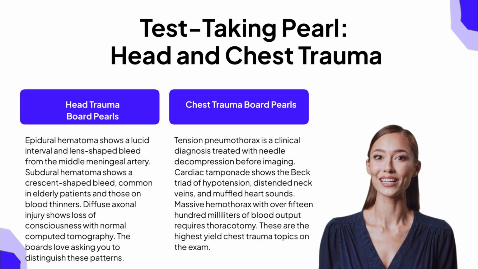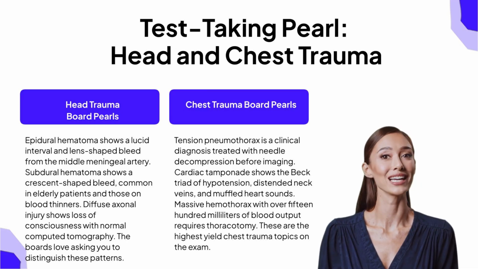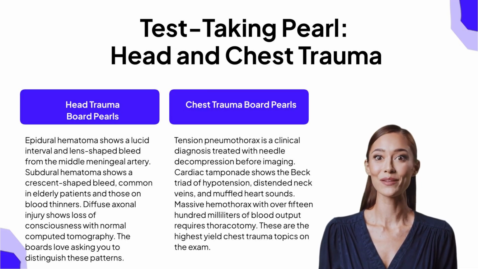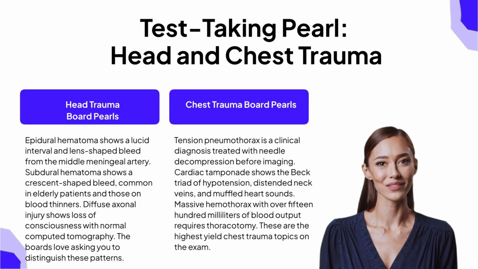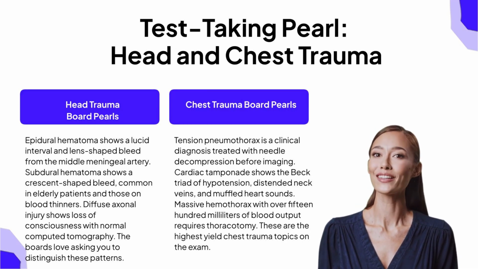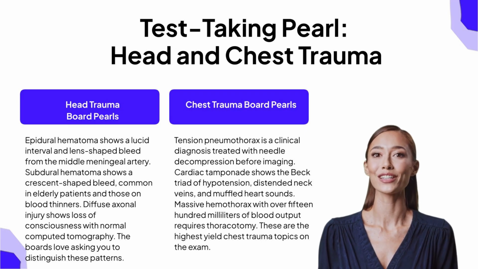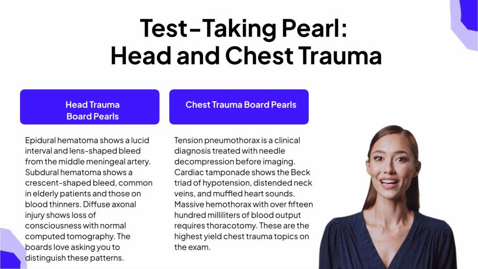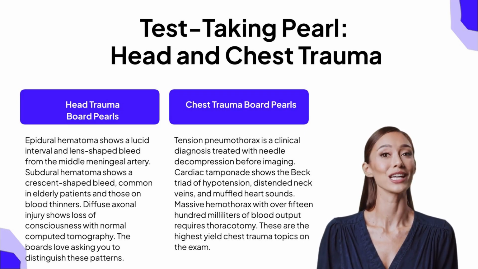Epidural hematoma presents with a lucid interval and shows a lens-shaped or biconvex hyperdensity on computed tomography. It comes from rupture of the middle meningeal artery and requires urgent surgical evacuation. Subdural hematoma shows a crescent-shaped bleed that conforms to the brain surface. It is more common in elderly patients and those on anticoagulants.